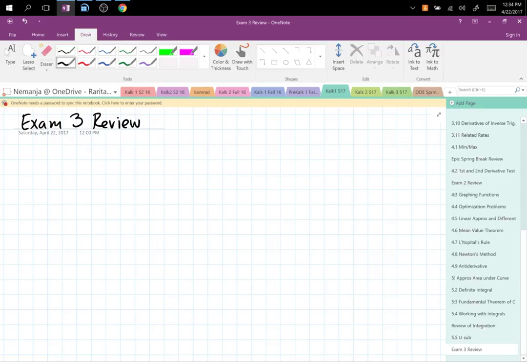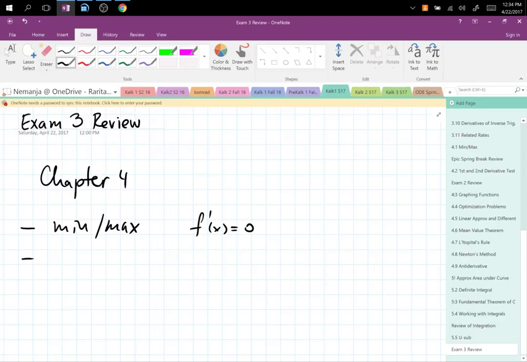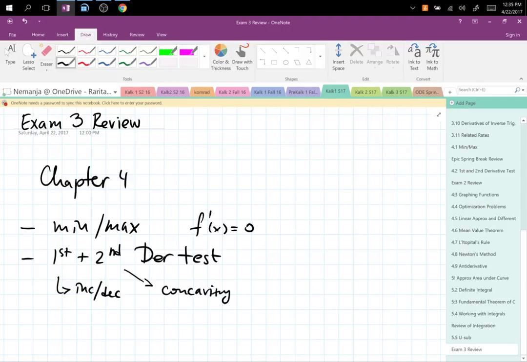So the exam will contain these major points. It's chapter 4, and we have min-max, that was 4.1. You know that you were supposed to take the first derivative, set it equal to 0, and then figure out stuff. The next major point is the first and second derivative test, where the first test will give you increase-decrease, and the second one will give you concavity. We are talking about critical points, we are talking about inflection points, all of those tests.